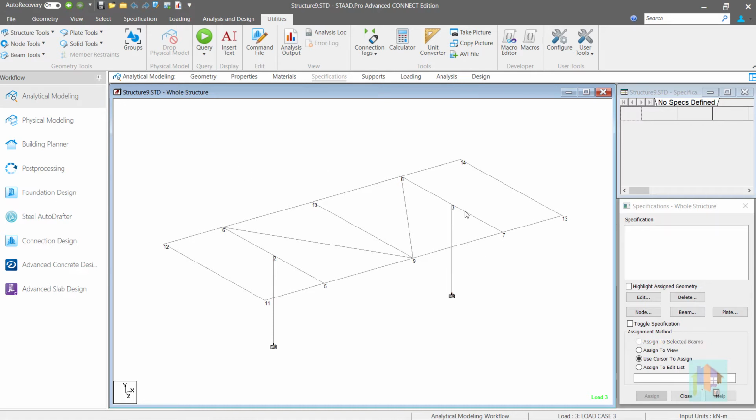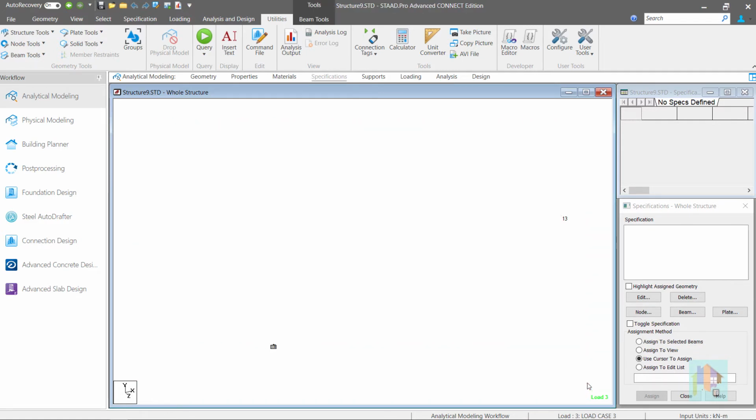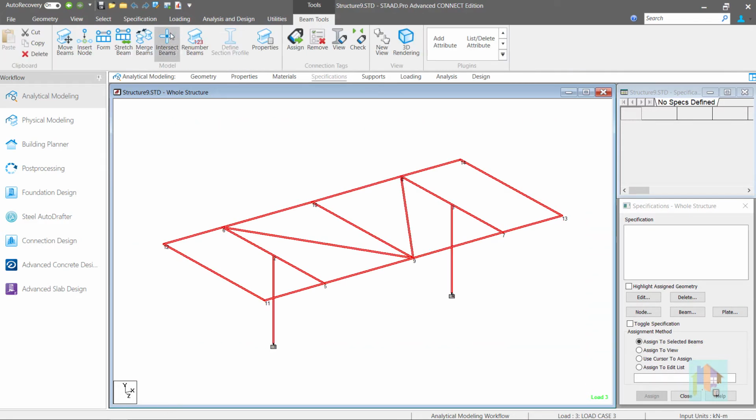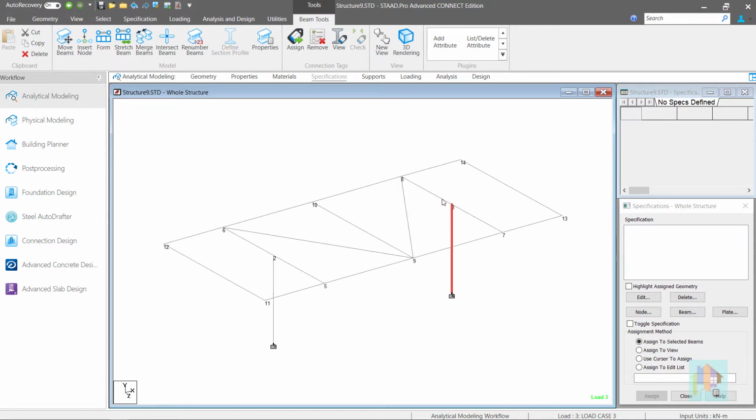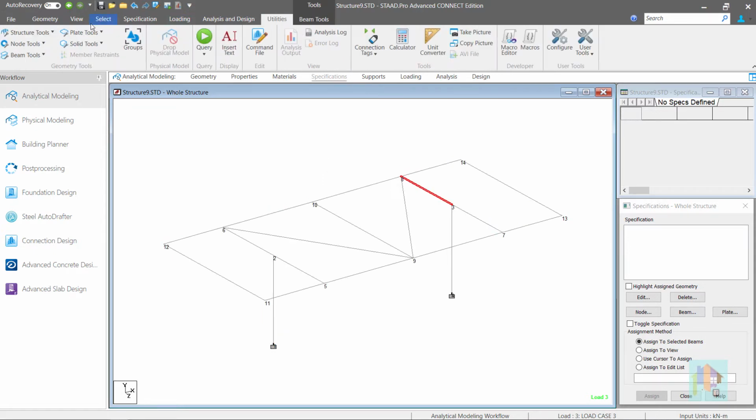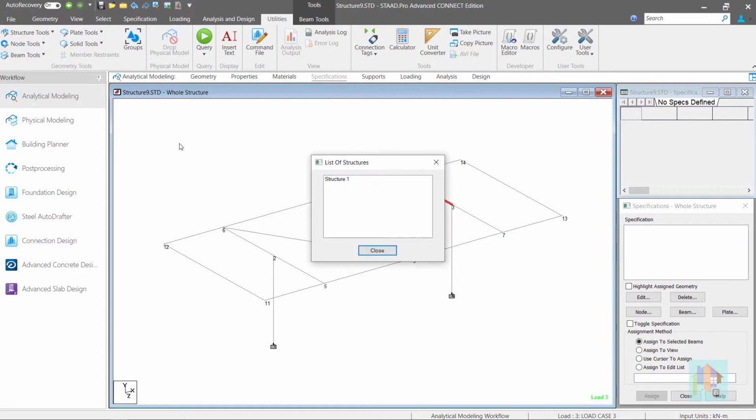To solve this problem, we need to break these members at node 2 and 3 to establish proper connection. We can select all the members and then from beam tools, intersect the members. Now these members are connected with the column and we can reconfirm from the structure tools that there is no disjointed structure.